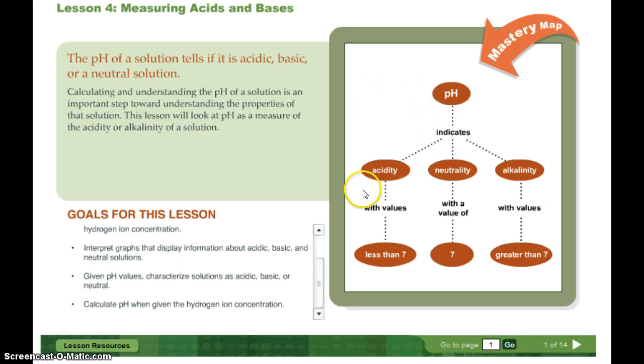pH indicates acidity with values of less than 7. pH indicates neutrality with a value of exactly 7. pH indicates alkalinity with values of greater than 7.